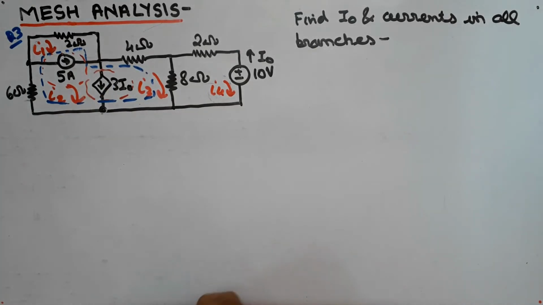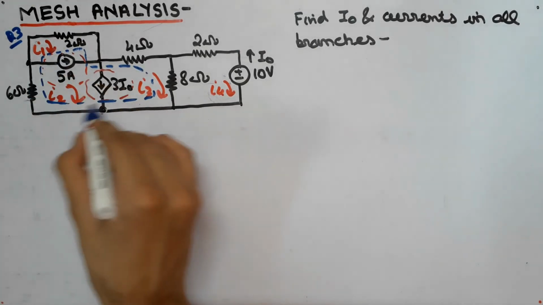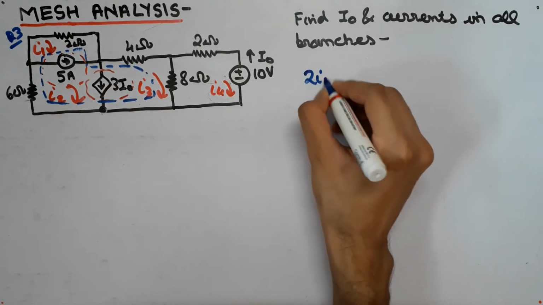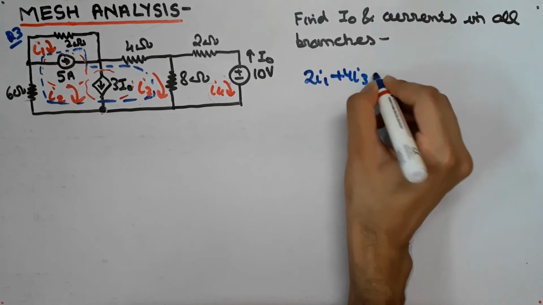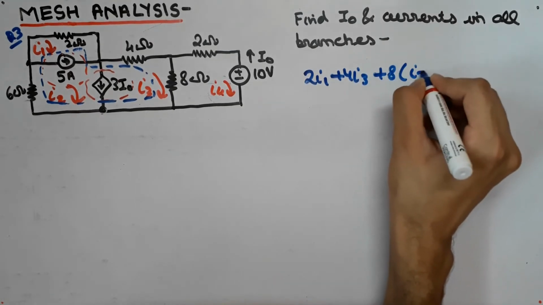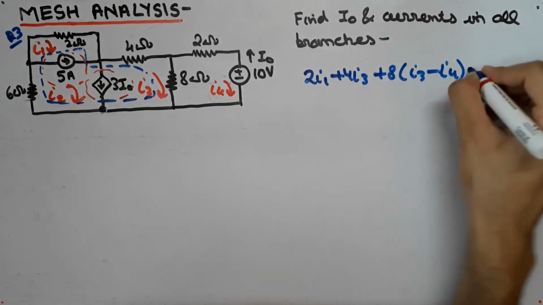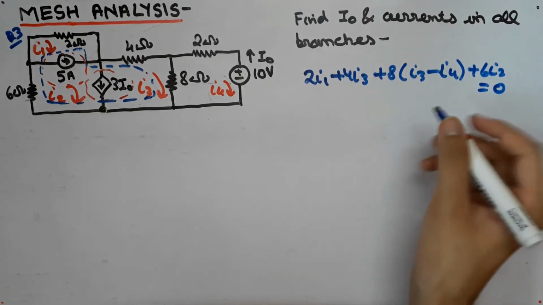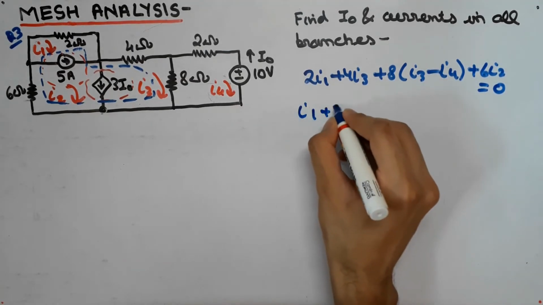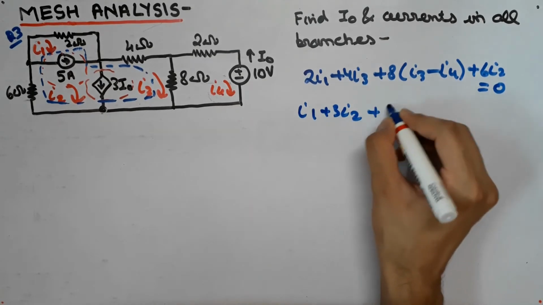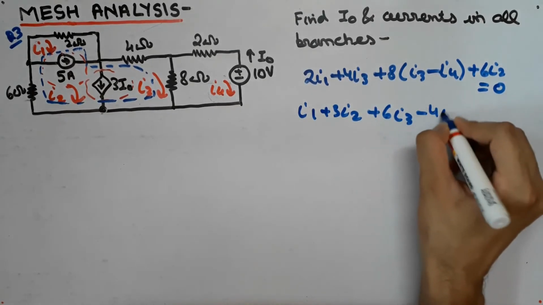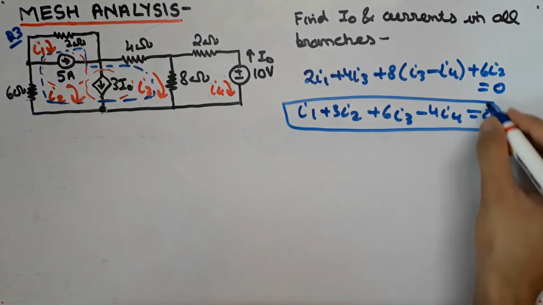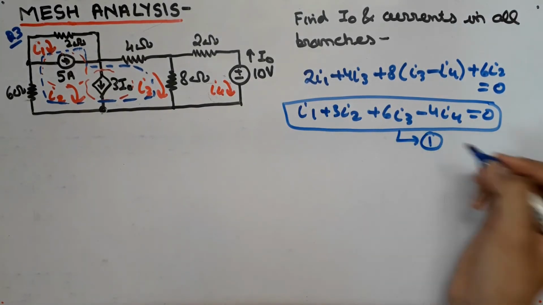So first of all, we are going to write the KVL equation for this bigger super mesh. From there we will get 2I1 + 4I3 + 8(I3 - I4) + 6I2 = 0. Now on further solving this, you will get I1 + 3I2 + 6I3 - 4I4 = 0. Now we will name this equation as equation 1.